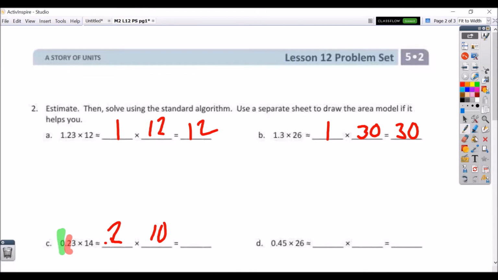So 2/10 times 10. Now to do this in my head, I'm converting that in my head to 2/10. So 2 times 10 is 20, and 20/10. Okay, then I can convert that back to 2.0. Now we rounded both of those down, so our answer should be a little higher than that.